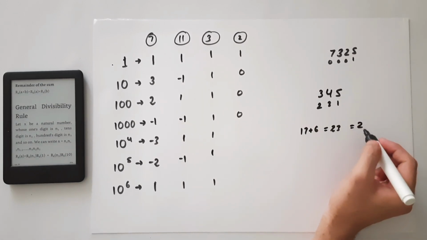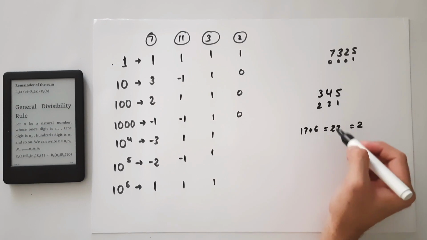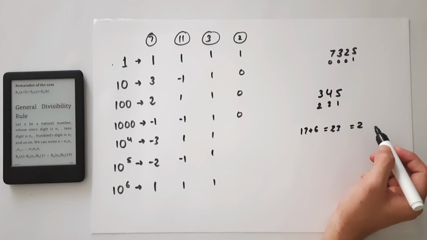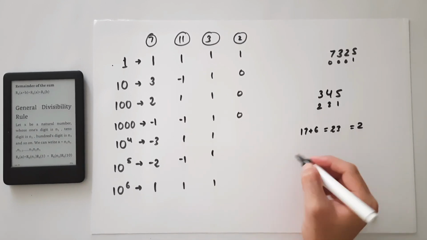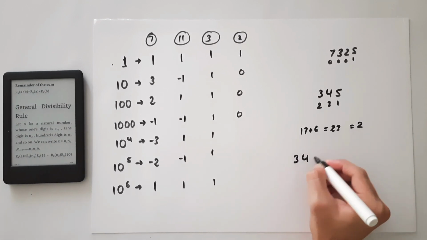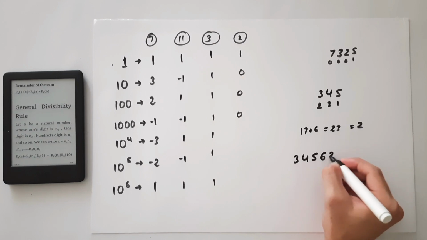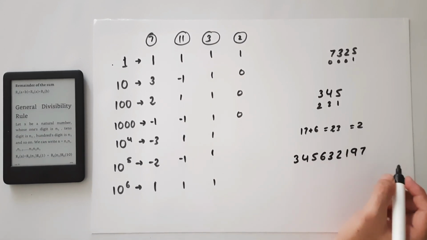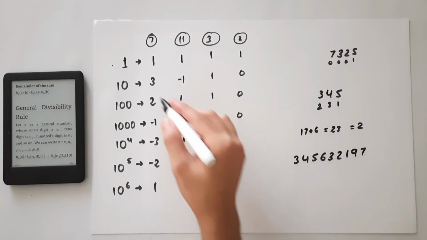But in this case, we are not just checking the divisibility, but we are also getting the remainder. If the remainder is 0, the number is divisible. If the remainder is anything else, then the number is not divisible. But you can also use any multiplier which you want to use. Suppose this is the number 3, 4, 5, 6, 3, 2, 1, 9, 7. You can use the multipliers, not just 1, 3, 2.